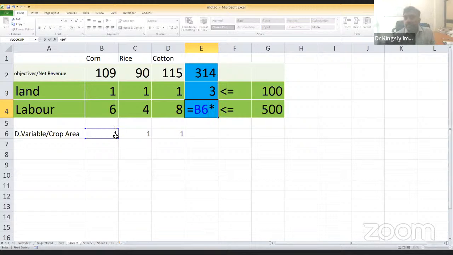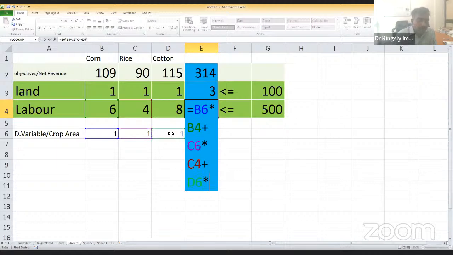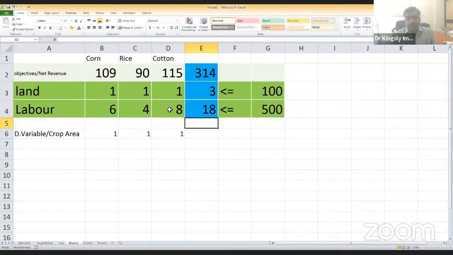area under the crop times labor use, plus area under the rice times labor use under rice, plus area under cotton times labor used under cotton cultivation. So total 18 days of labor use. So this is the formula. I have not done any big calculation. It's a small calculation. Okay. So we can use simply this, there is no issue.